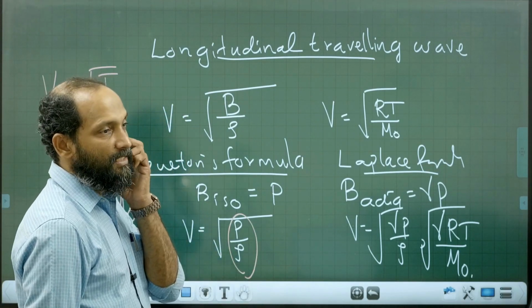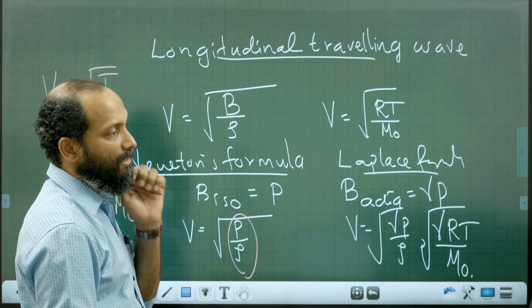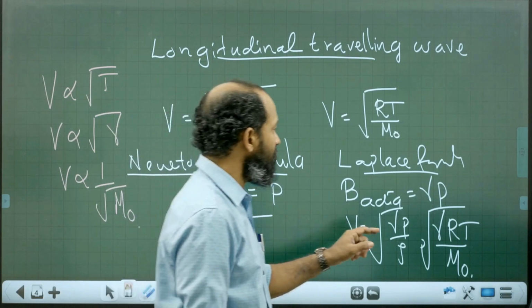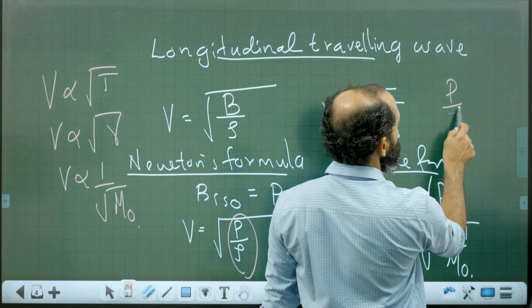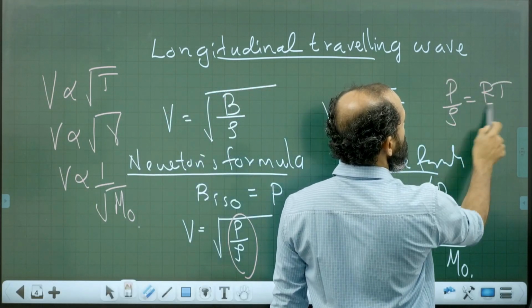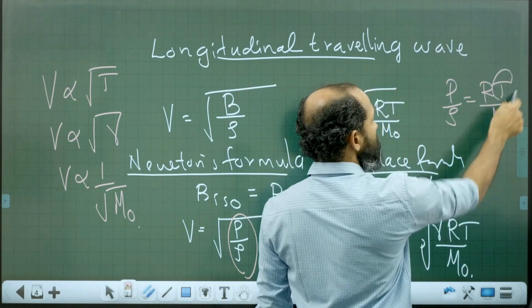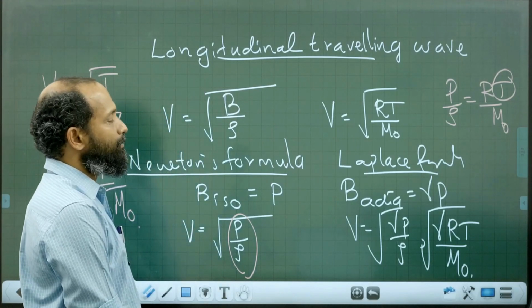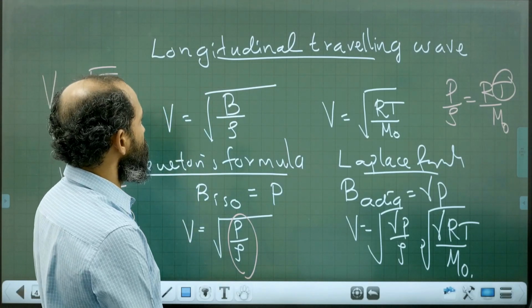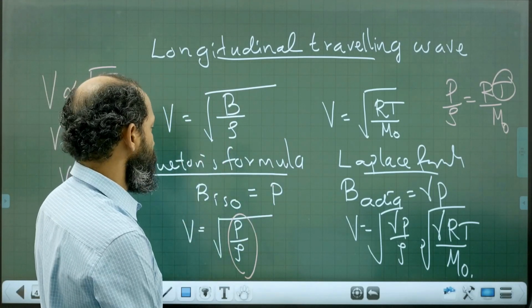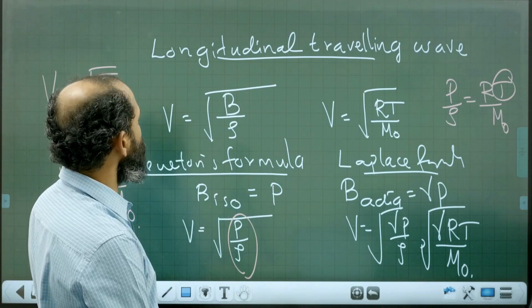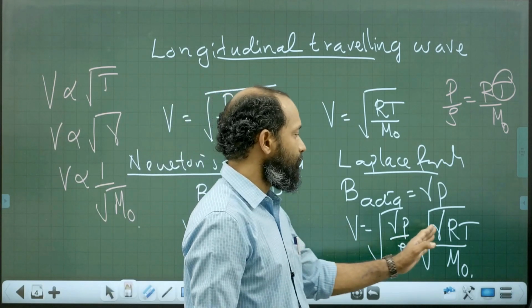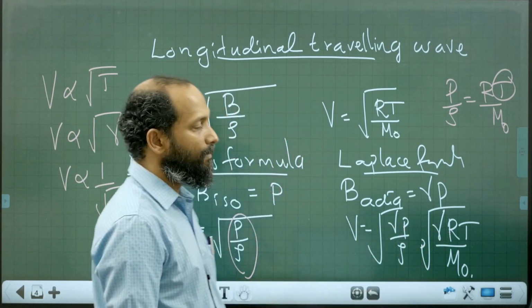We know P by rho is a constant. Variation of pressure at constant temperature does not affect the velocity, because P by rho is a constant at a constant temperature, because P by rho is equal to RT by M0. So that's the longitudinal traveling wave. So when sound travels through air, you can use the formula velocity equal to root of gamma RT divided by M0.